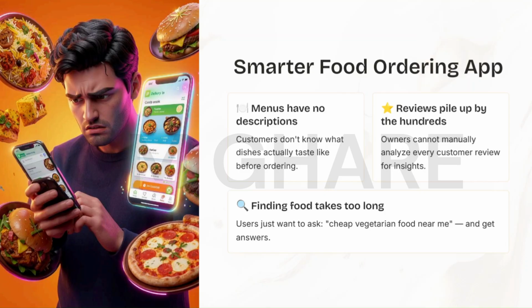And the third issue is the traditional food search. Most of the applications require users to manually apply filters such as cuisine, vegetarian option, price range, rating, and location. However, people naturally think in complete sentences rather than filters. For instance, a user simply wants to say, "I want cheap vegetarian food near me." Instead, they are forced to select multiple filters one after another. This creates unnecessary friction in the ordering process. These three problems became the foundation of Food Genie. So the objective is to use AI to make food ordering simple, faster, and much more intuitive.